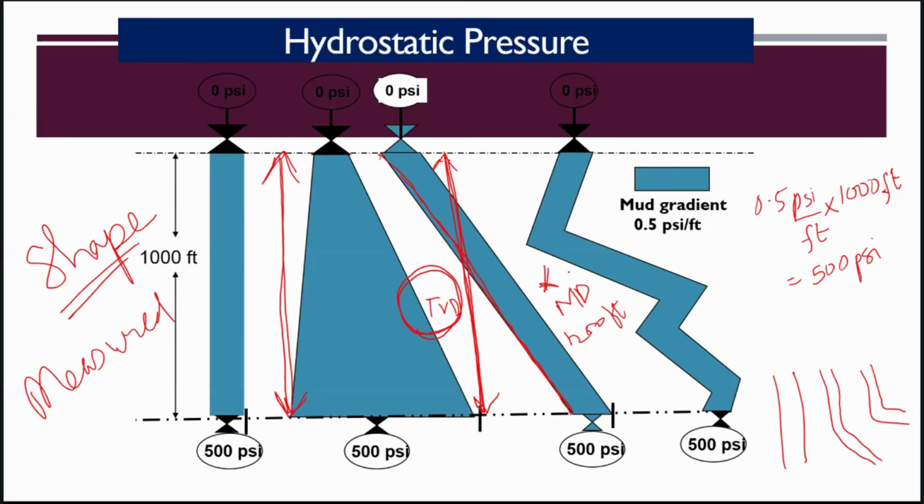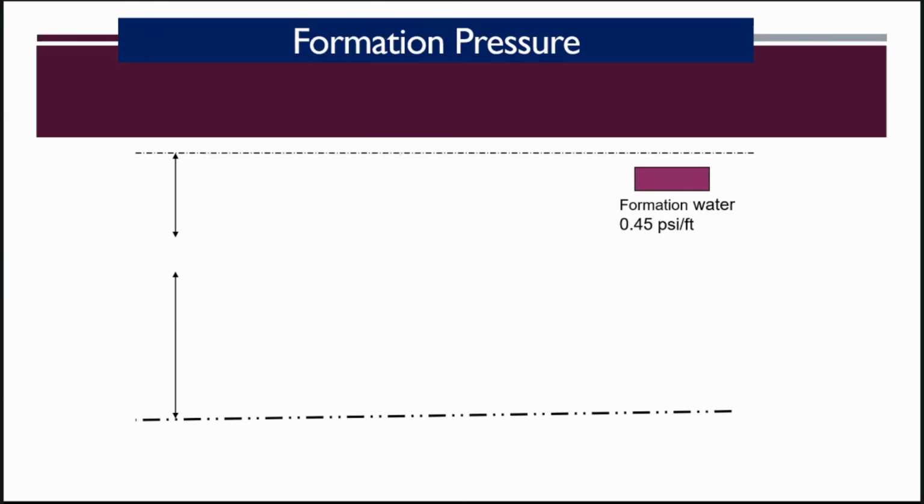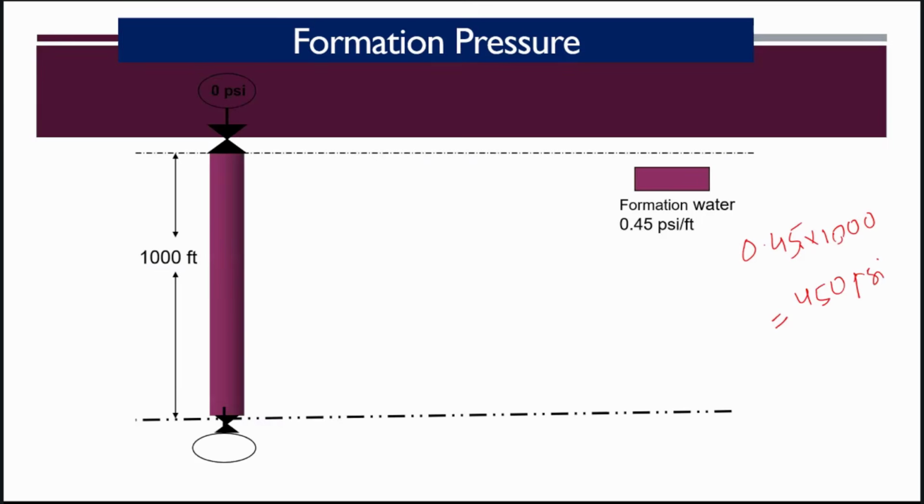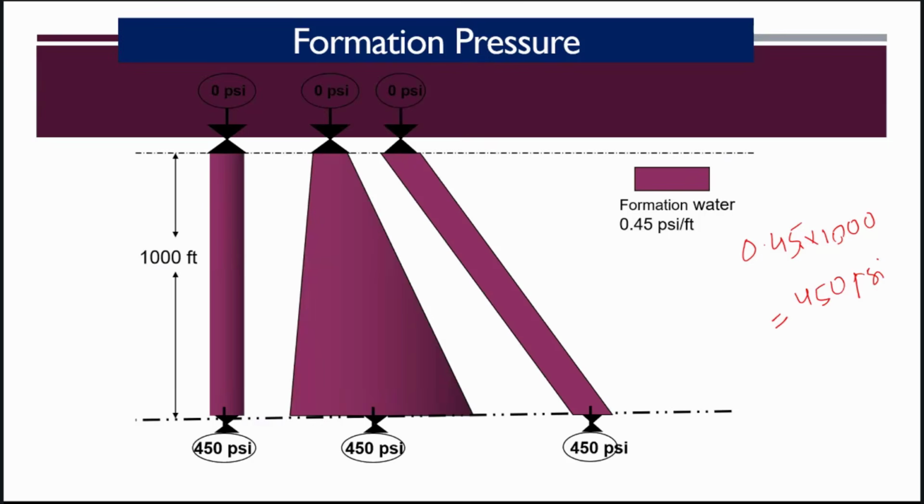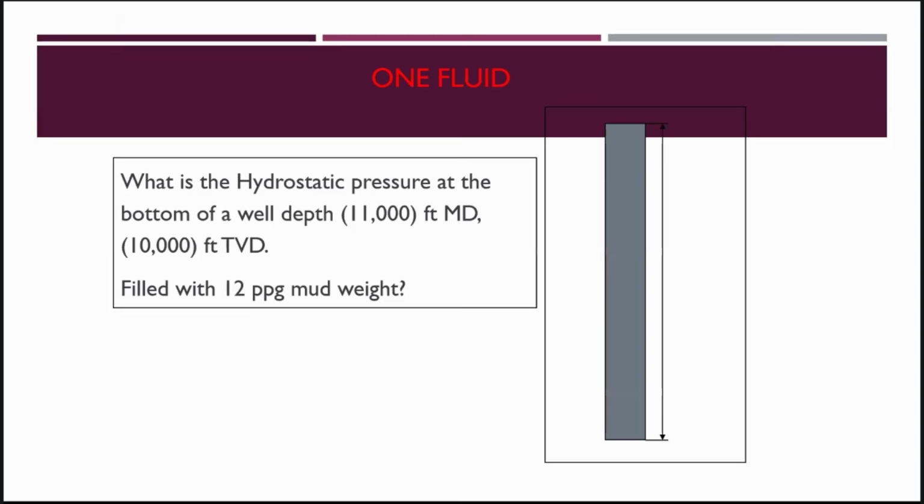You have to remember this. MD is used for volume calculation. When you want to calculate the volume of fluid inside this well or inside this container, at that time only you will use measured depth, otherwise TVD. Same example: if formation water is 0.45 psi per feet, how much pressure is it exerting? 0.45 multiplied by 1000, so you will get 450 psi. So it does not depend upon the shape, it depends only upon the true vertical depth.